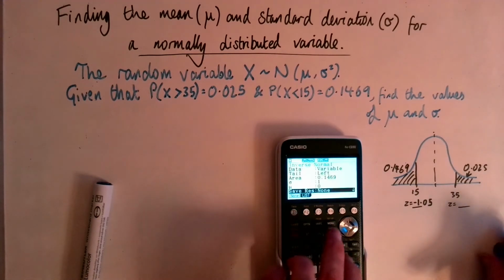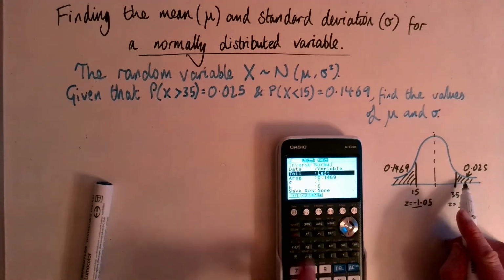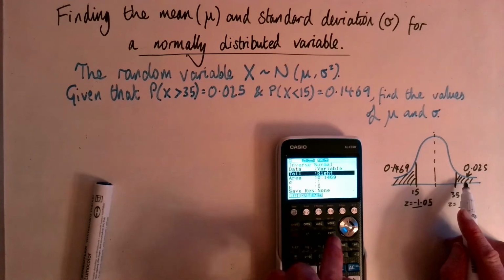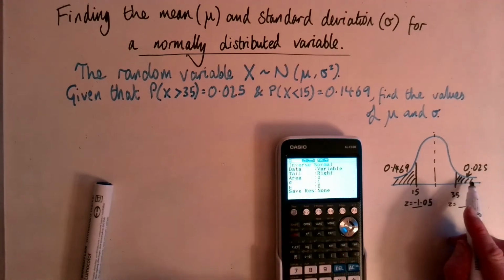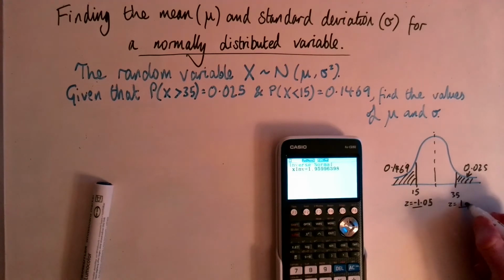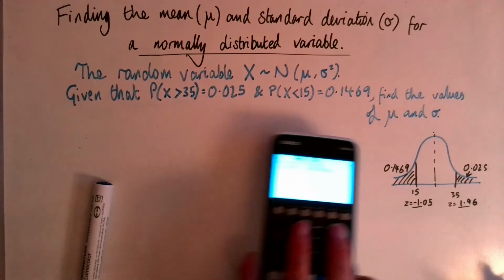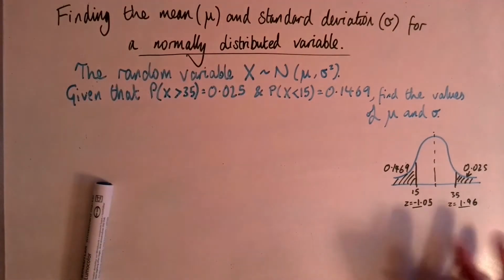then I go back, and this time we want the right tail. And we want 0.025, standard deviation and mean are already set. And that's giving us 1.9599, which is near enough to 1.96. So that's how many standard deviations from the mean both are.